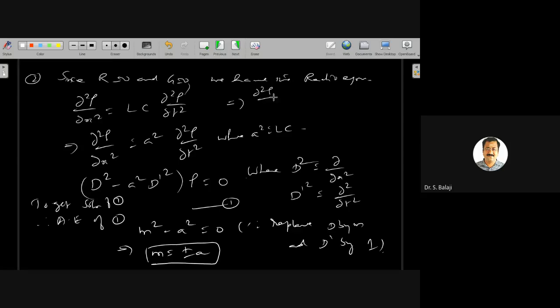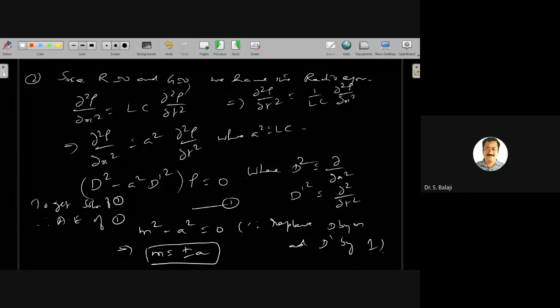∂²ρ/∂t² equal to 1/LC of ∂²ρ/∂x². To avoid the complexity, you write this as ∂²ρ/∂t², and a² as 1/LC. That is better.